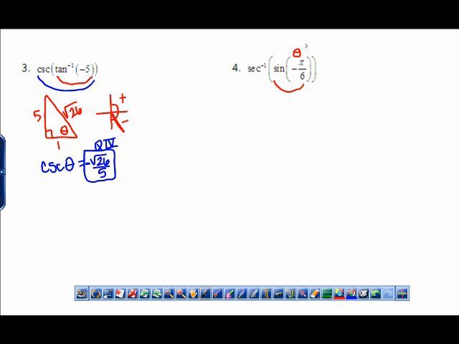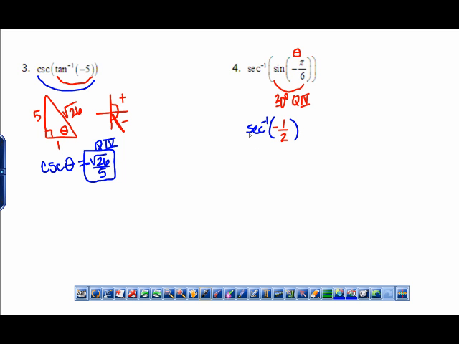Excuse me, this is in quadrant 4. It's a 30-degree reference angle. It's in quadrant 4. Okay, so sine of 30 is 1/2. And in the fourth quadrant, sine is negative. So sine of negative pi over 6 is negative 1/2. All right, and the next part of this is to find secant of that ratio. Or arcsecant, excuse me.